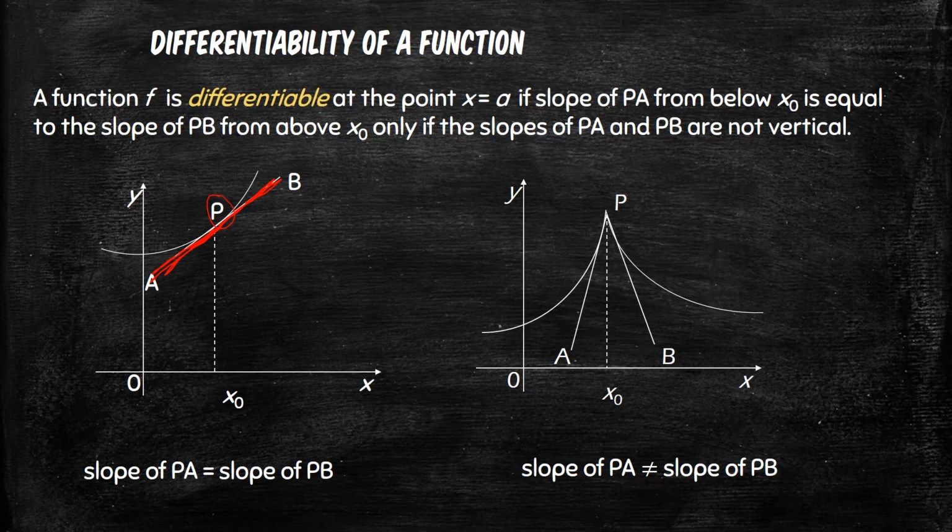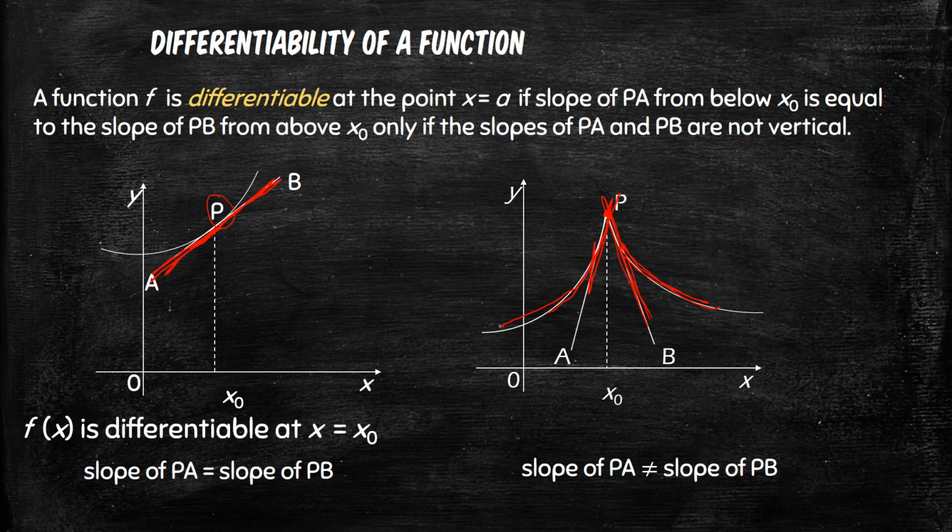But if you notice on the second graph, if we look at this point P on this first part of the graph, and we do the tangent at point P on that part of the graph, you can see that it's different than the gradient of the tangent at that particular point from the upper side of it. So the slope of PA is not equal to the slope of PB, and that makes it not differentiable. So the first graph is differentiable at x equals x naught, and the second graph is not differentiable because those slopes aren't the same. To sum it all up, it's basically when it hits any corners.